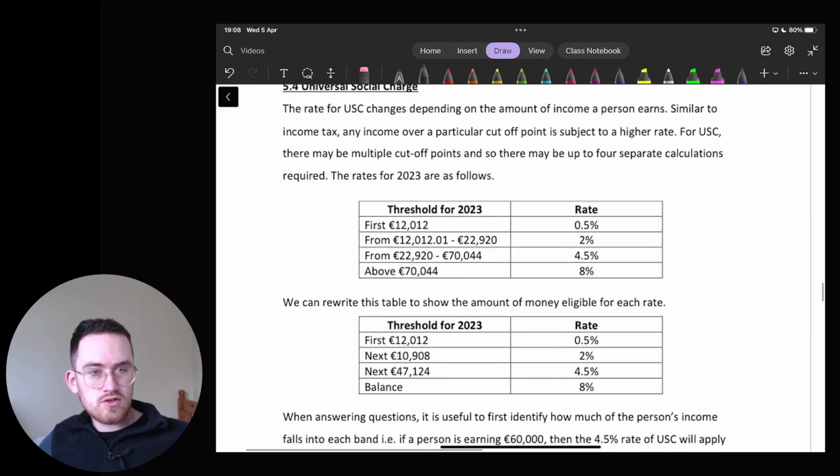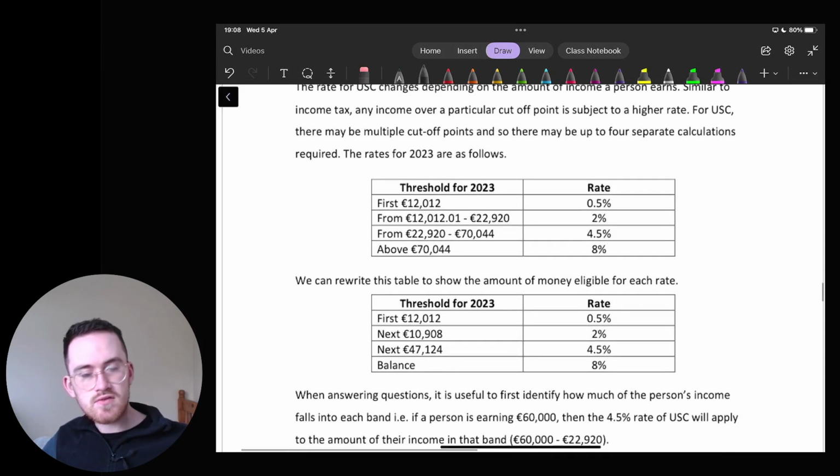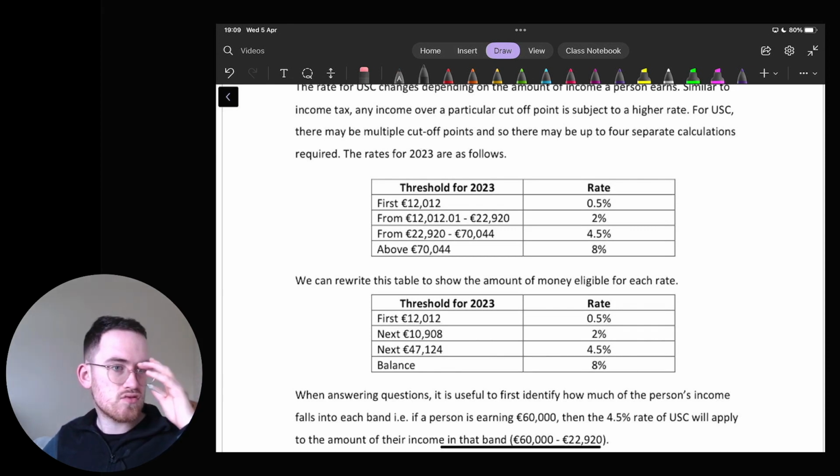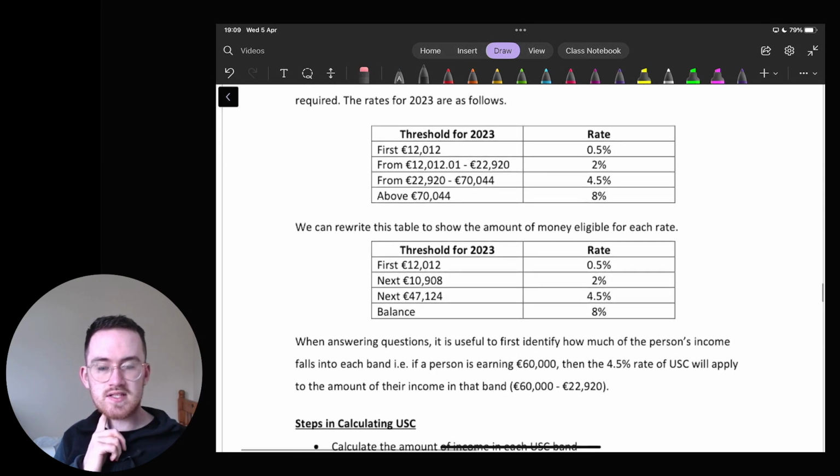So for example, these are the rates for 2023, and they talk about thresholds. A threshold is like your cutoff point, so it's like the highest amount that you can earn within that band. So you can see that they've said the first 12,000 or so is at a particular rate. Anything from above that up to 22,920 is at the next rate. Anything from that 22,920 up to 70,044 is at the next rate, and anything above that then is at another rate. So you'll have to split out a person's income potentially 3-4 ways to see how much USC they're going to have to pay. And one way to do this is as is done below here.